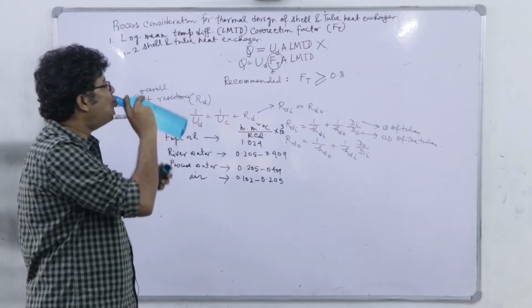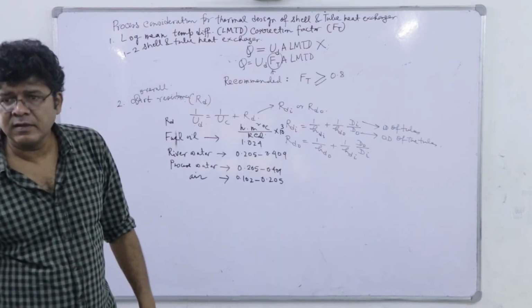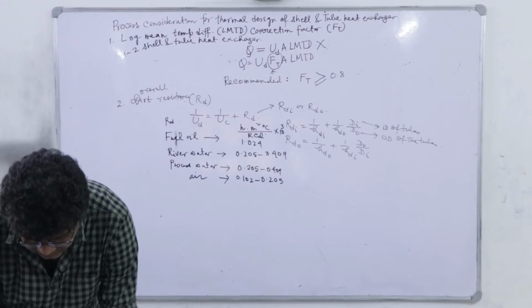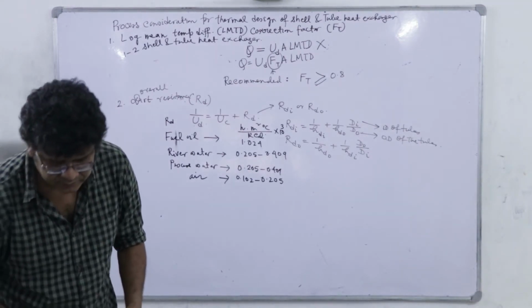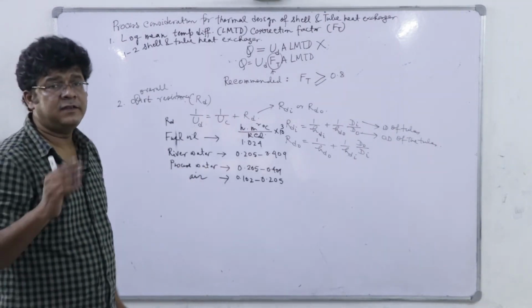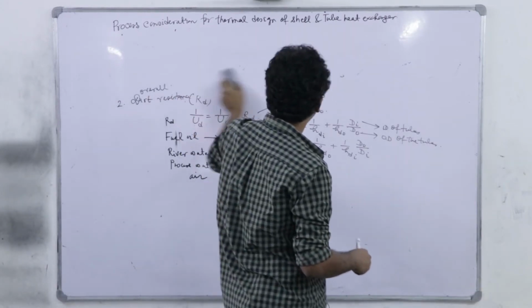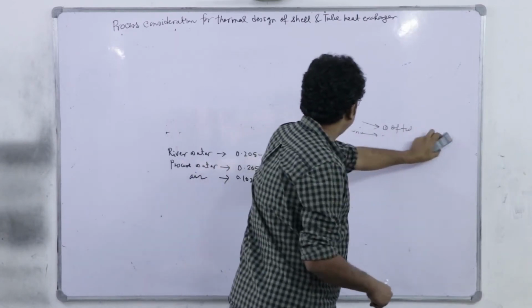So once we have the idea of this log mean temperature difference correction factor, let us move on to how to calculate Hi and Ho, that means the tube side and shell side heat transfer coefficients.